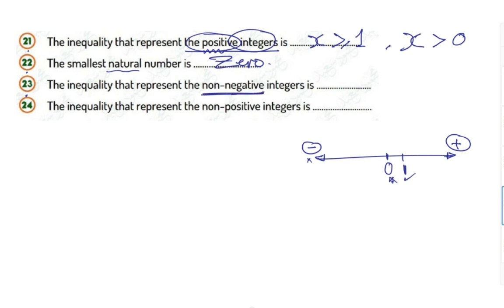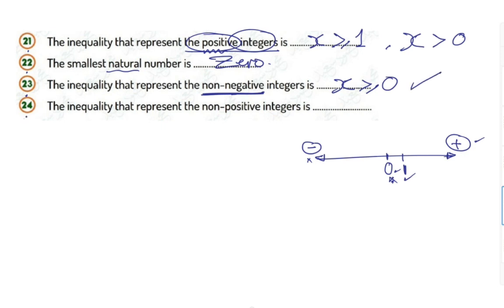23. The inequality that represents the non-negative number. What is non-negative? No negative, so I have 0 and all the positive. Any number starting with 0, so x greater than or equal to 0, because 0 is non-negative, and any integer greater than 0 is okay.